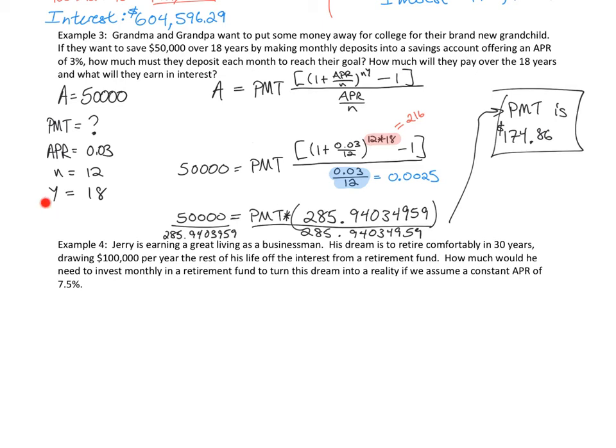So the first thing I did was I wrote down everything I knew. This time we don't know the payment. So I wrote down the equation here so I could make sure I get every number where it was supposed to go. The next thing I did was I simplified, as I did in the previous example. I simplified the fraction because that same fraction will show up twice. And I simplified the exponent.